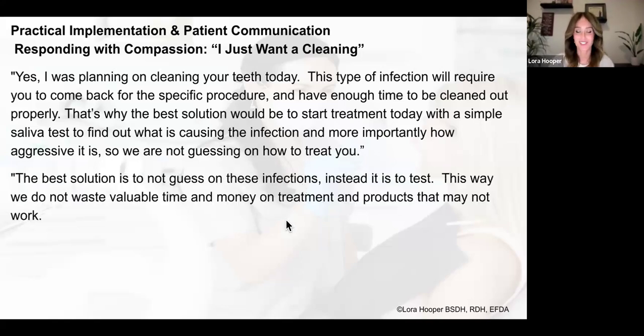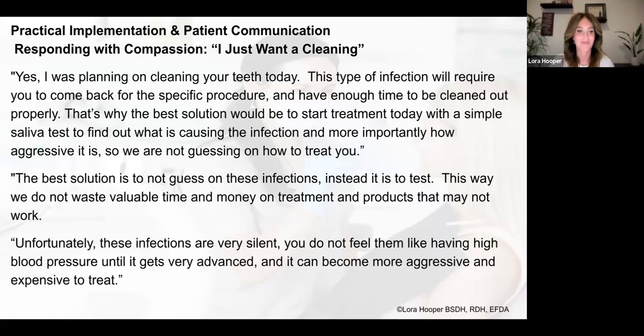All right, what's another version? What if they're like, no, I don't want to come back? Some of the things you can just say, well, one of the best solutions is to not guess on these infections because they are very silent infections like high blood pressure, high cholesterol. They almost go unnoticed until it gets so bad. So, the best way is to not waste your valuable time and money on guessing. In fact, with oral infections, they never get any less aggressive or less expensive. So let's do the test and find out how worried we need to be.